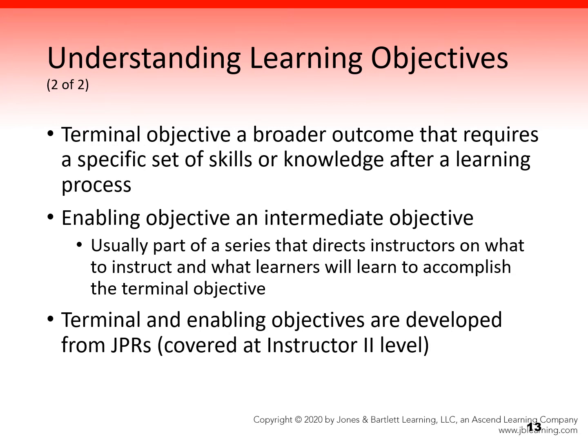A terminal objective is a broader outcome that requires a specific set of skills or knowledge after a learning process. An enabling objective, or an intermediate objective, is usually part of a series that directs the instructor on what to instruct and what learners will learn to accomplish the terminal objective. The terminal objective is just a fancy way of saying the ultimate outcome. Terminal and enabling objectives are developed from JPRs, and JPRs are covered at the Instructor 2 level. But this is in your book, so please read it.